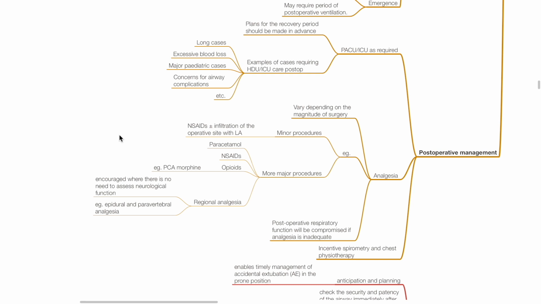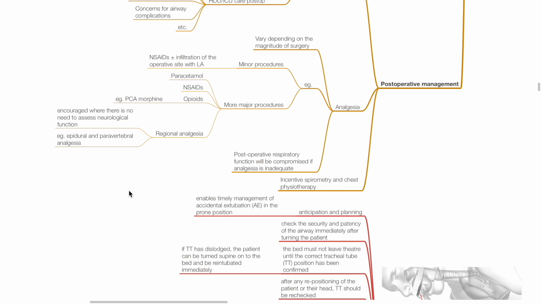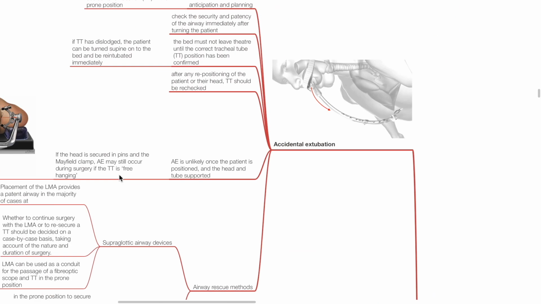Choice of analgesia depends on the magnitude of the surgery. For example, for minor procedures, NSAIDs with infiltration of the operation site with LA may suffice. Other options include paracetamol, opioids such as PCA morphine, and regional analgesia, such as epidural and paravertebral analgesia. Post-op respiratory function will be compromised if analgesia is inadequate. Incentive spirometry and chest physiotherapy should be commenced post-operatively.